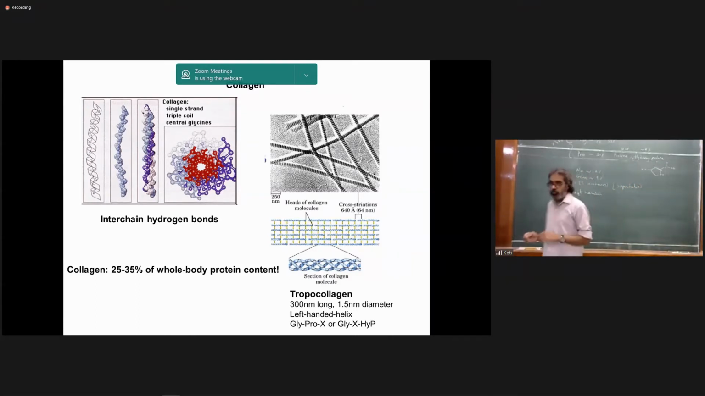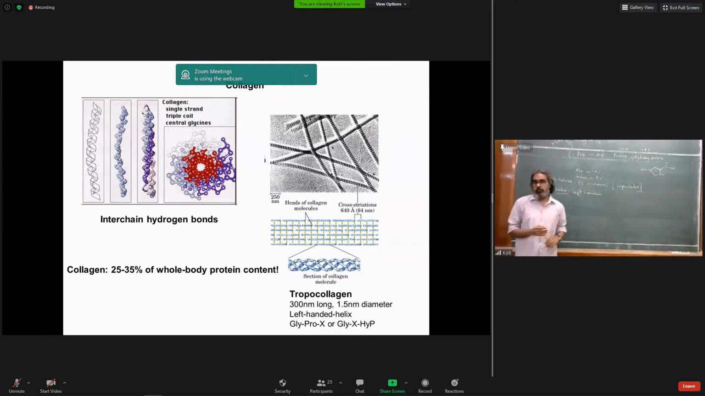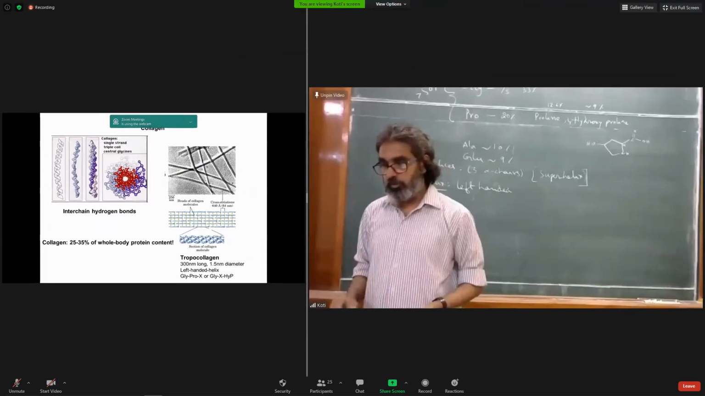Okay, so in the picture on the left side, one helix that's left-handed, you can really see, as you move from the bottom to top, it is left-handed. The middle picture shows the space filling model of one chain. But now three such alpha chains come together to form a superhelix. This is called collagen, a triple helix. So single strand, triple coil.